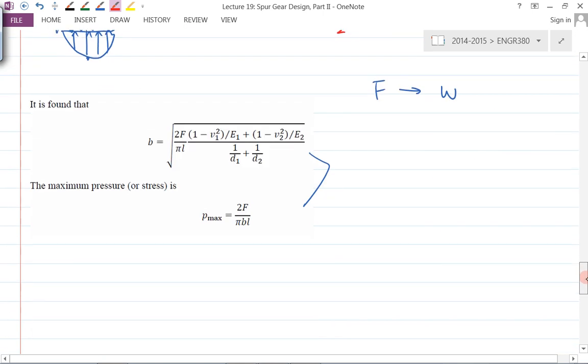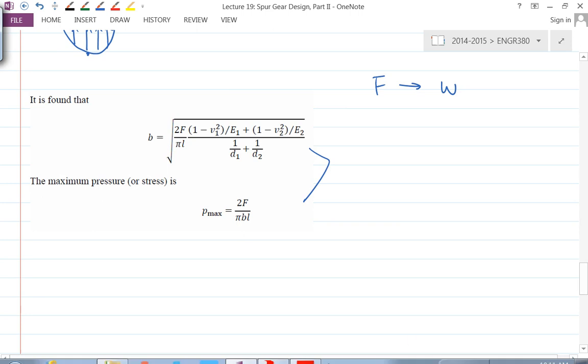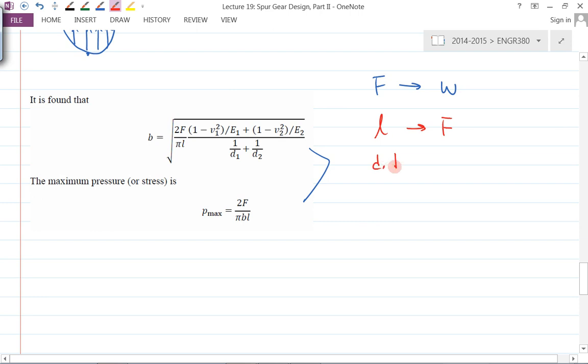So those are basically the replacements you can do. L with the face width, and D1, D2 with R1 and R2, right? And you can always replace E1, E2 with E pinion and E gear, okay? And V1, V2, you can replace with V pinion and V gear, the Poisson's ratio, okay? That's it. Then we'll end up with our contact stress here, okay?